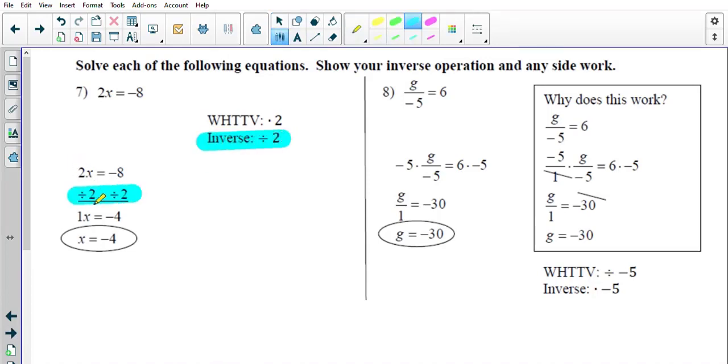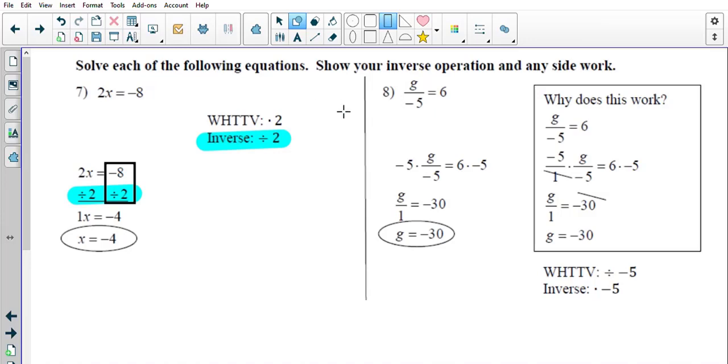2 divided by 2 gets us 1x, which is just x. So what you're going to be plugging into your calculators to get your solution, or doing mentally, is -8 divided by 2, which is -4. So our solution is x equals -4. Remember, you can check your solutions by replacing -4 for x in our original equation. So you can do 2 times -4, hit equals. It should get you -8, and it will.